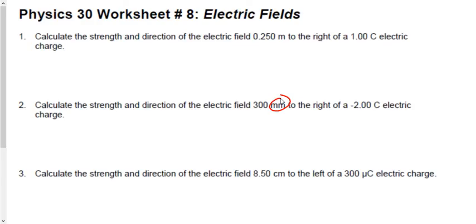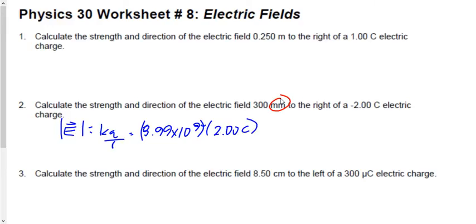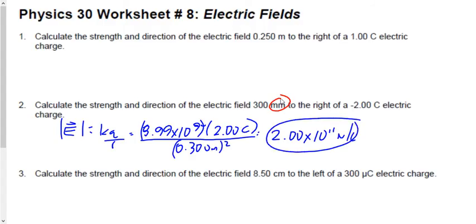And I want to find the electric field strength to the right of this charge. This is a producer, so we're going to use the producer equation. E is equal to kq over r squared, 8.99 times 10 to the 9. Now, this is a negative charge, but we're going to drop the sign of the charge when we plug it into the equation, just positive 2. Divided by r, it's 0.300 meters. Got to square that. We calculate that value, it works out to be 2.00 times 10 to the 11 newtons per coulomb.